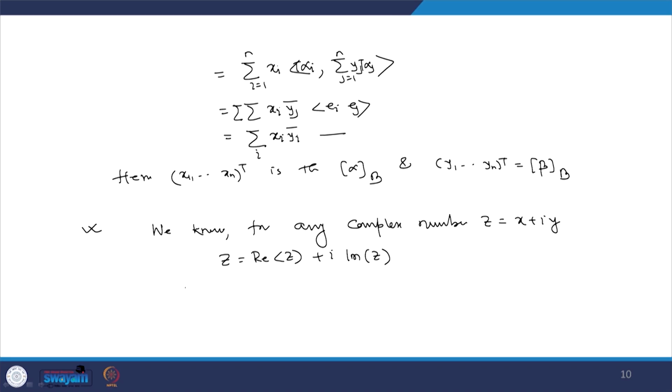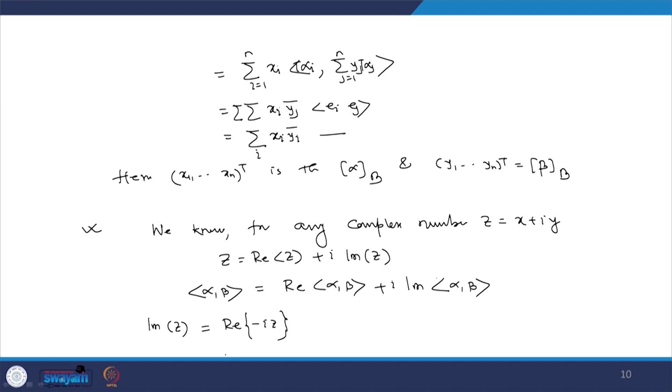Similarly, for any inner product of alpha beta, if I consider it over the complex field, this will also be equal to the real part of the inner product of alpha beta plus i times the imaginary part of the inner product of alpha beta. But see, the imaginary part of z, which is y, can be written as the real part of minus iz.